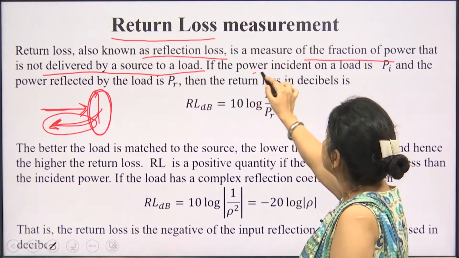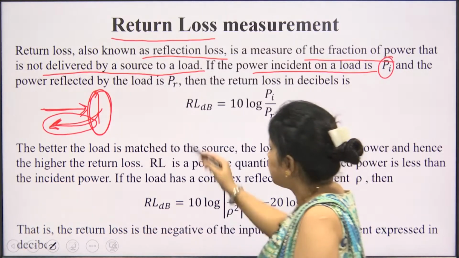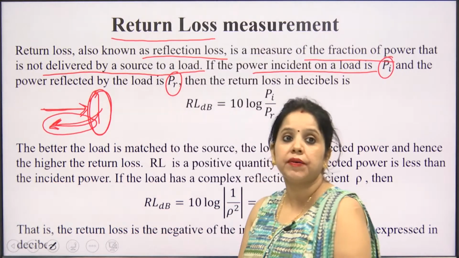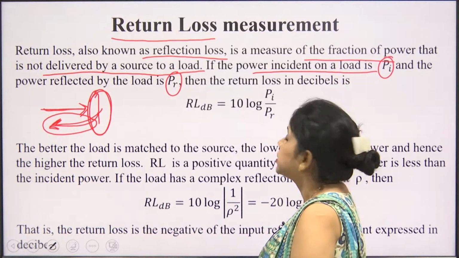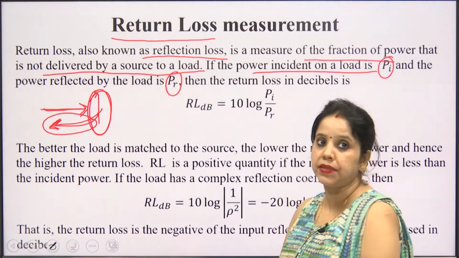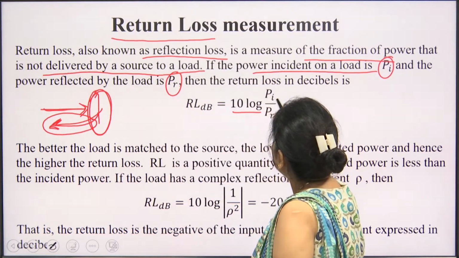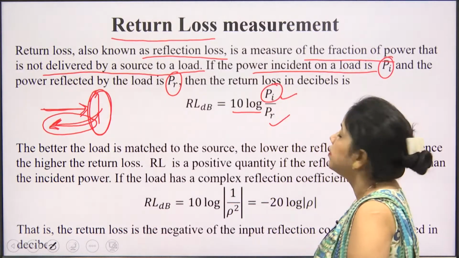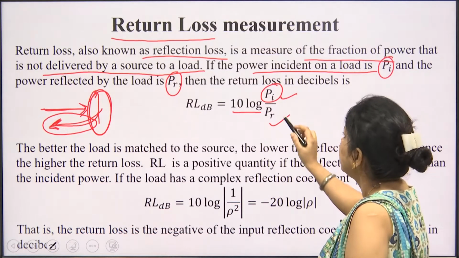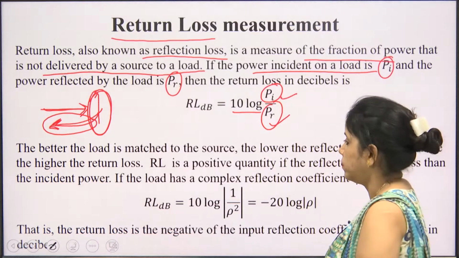So, if the power incident to the load is given by Pi and power reflected by the load is given by Pr, then in that case the return loss, which can be measured in terms of decibels, is written as 10 log Pi upon Pr, where Pi is the incident power on the load and Pr is the power reflected by the load.